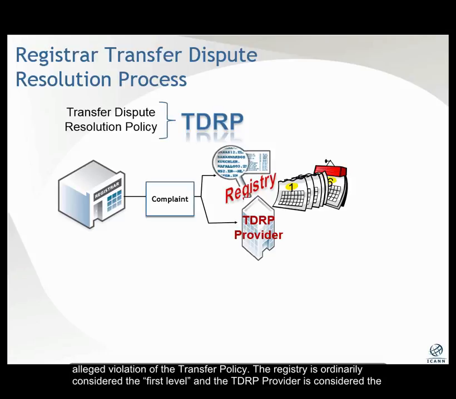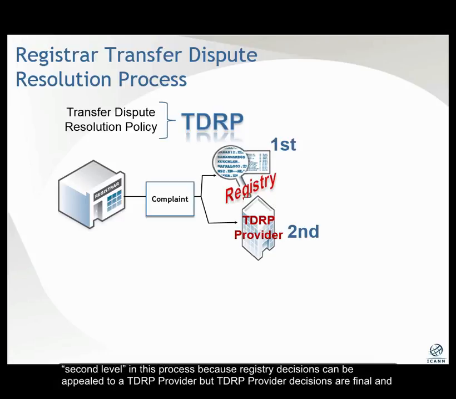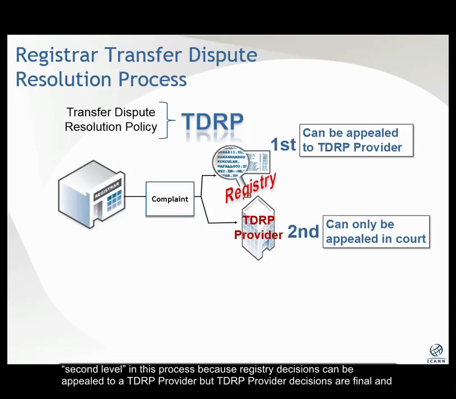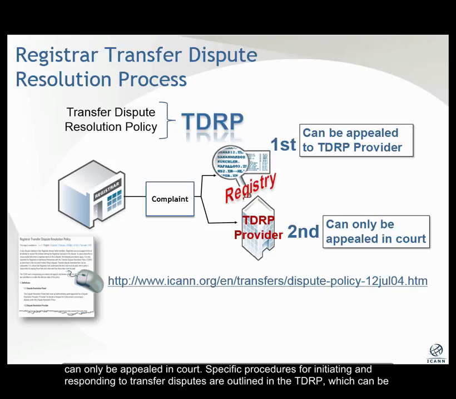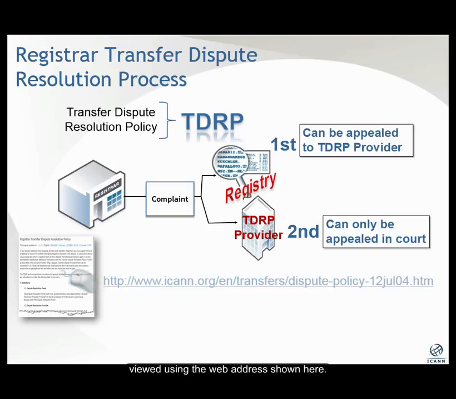The registry is ordinarily considered the first level, and the TDRP provider is considered the second level in this process because registry decisions can be appealed to a TDRP provider, but TDRP provider decisions are final and can only be appealed in court. Specific procedures for initiating and responding to transfer disputes are outlined in the TDRP, which can be viewed using the web address shown here.